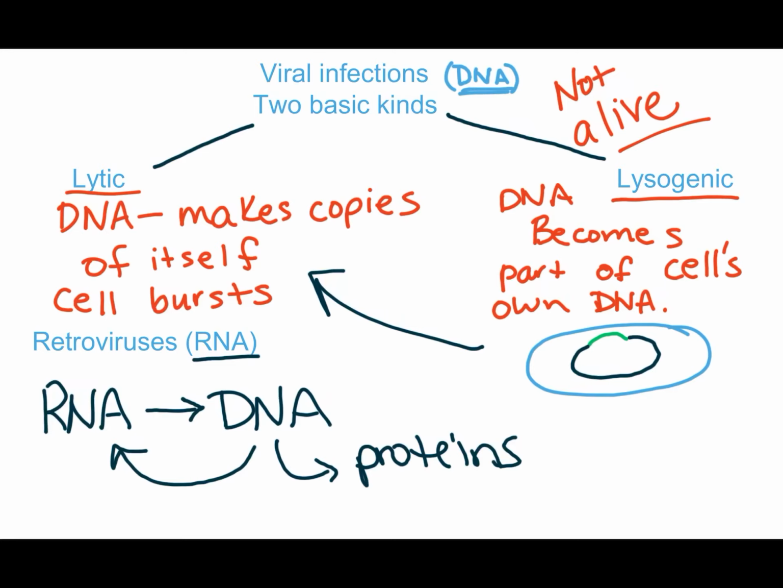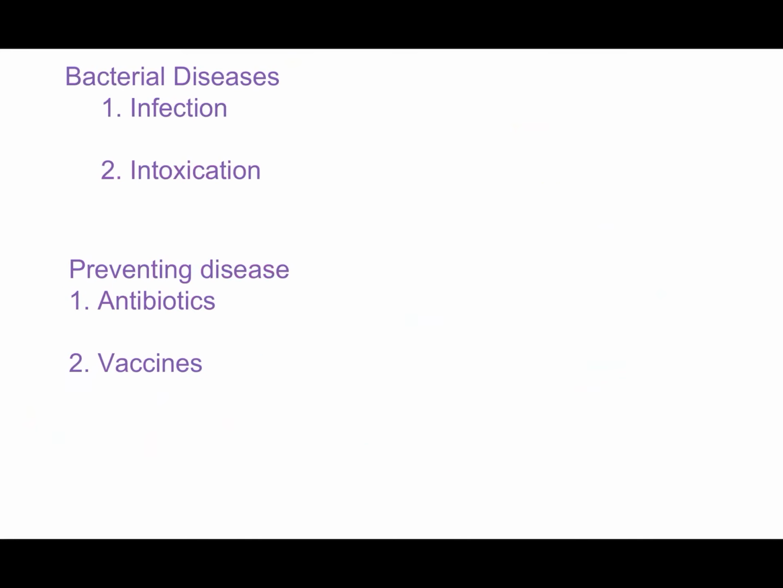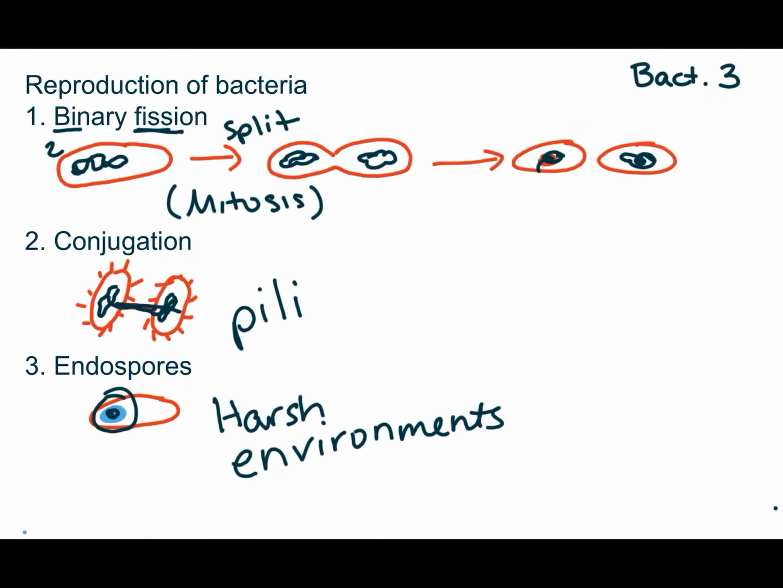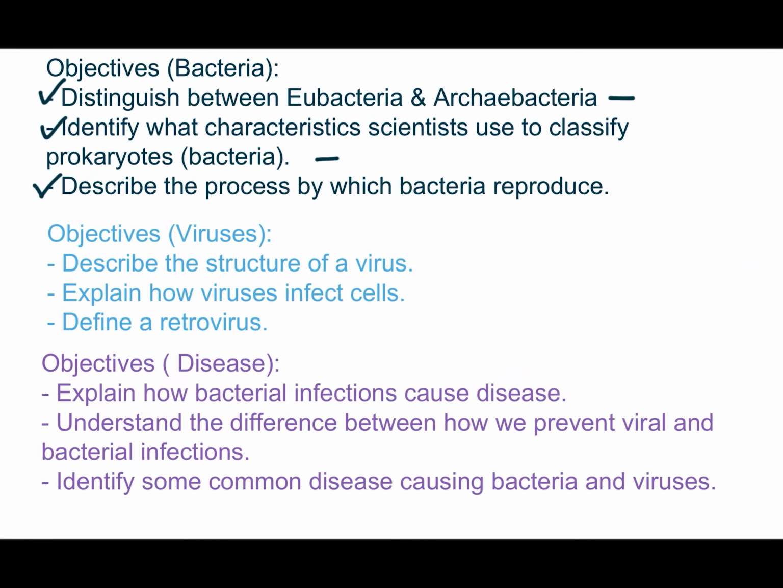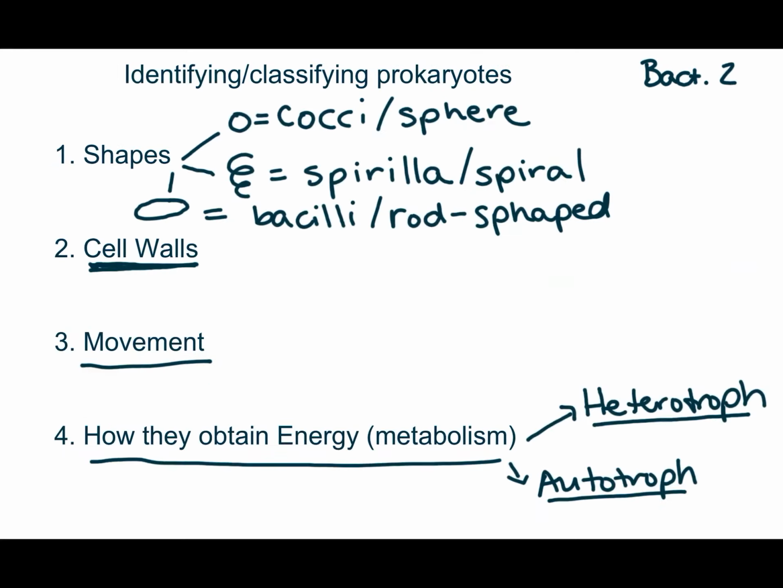It's called a retrovirus because it kind of goes backward. You start with the RNA and then you go to the DNA, whereas here you start with DNA and you make RNA, and then the RNA makes proteins, just like we've kind of already talked about. All right, so we're done with viruses. Our objectives for viruses was to describe the structure of a virus, explain how viruses infect cells, and define a retrovirus. All right, so now let's talk about disease.